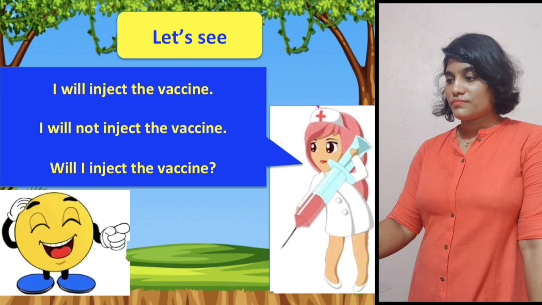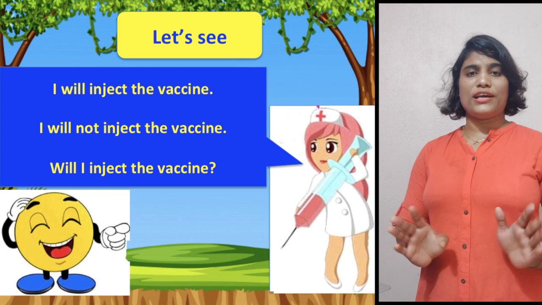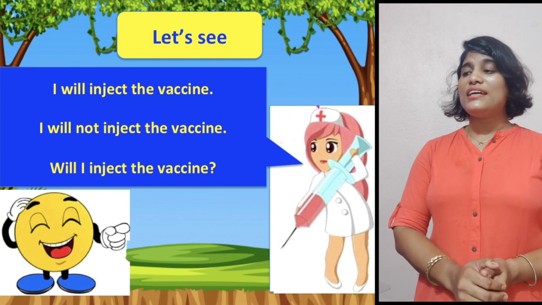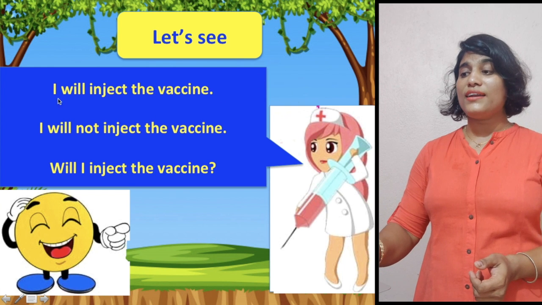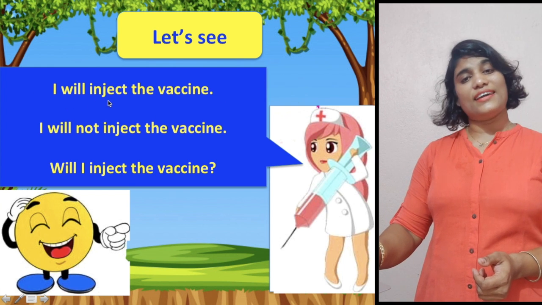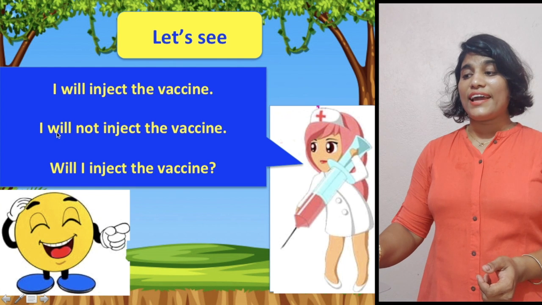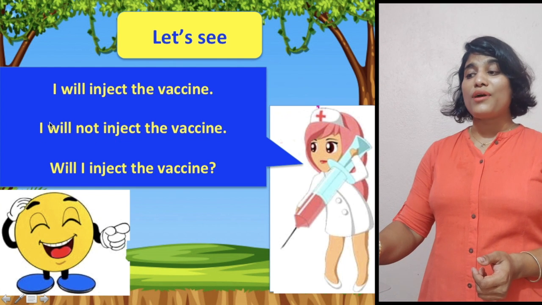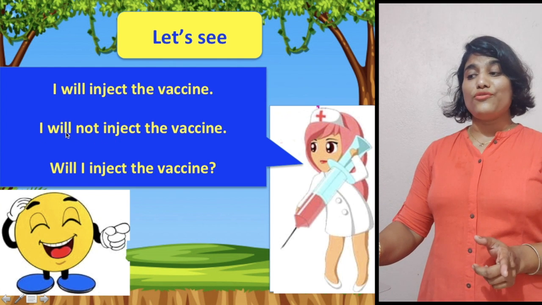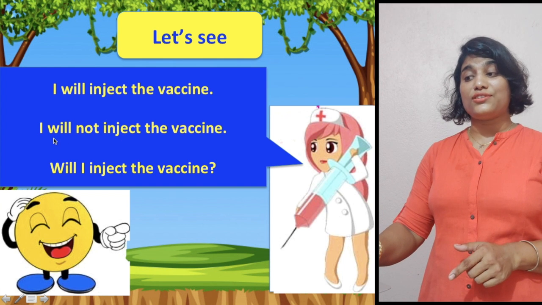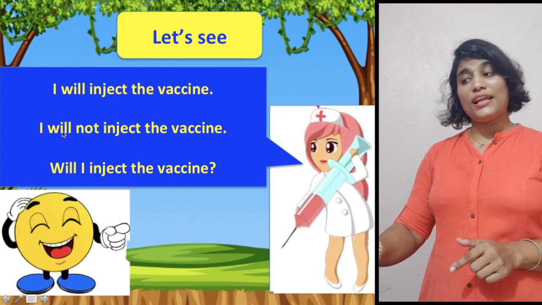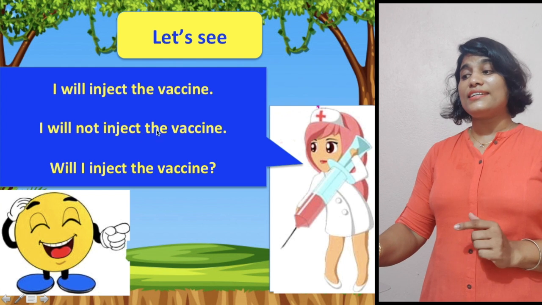Okay. Now let's see more examples. Here, I will inject the vaccine. You find subject, auxiliary, then main verb. When it is negative, I will not. Look at the structure. First will, then not, then inject. So after the subject, will and not, and inject the vaccine.